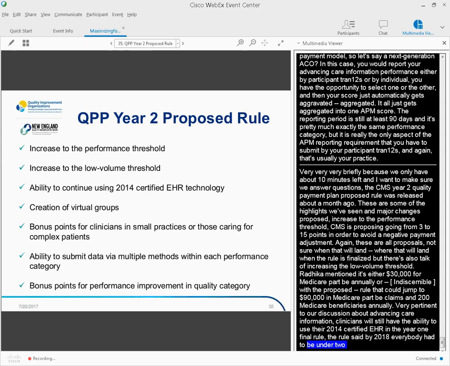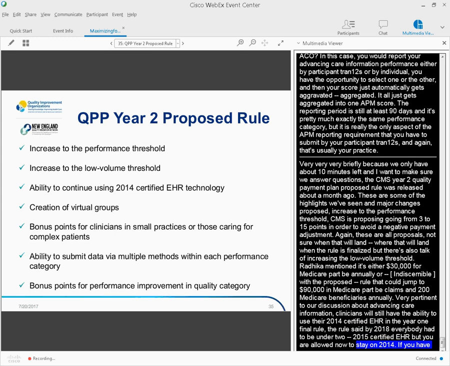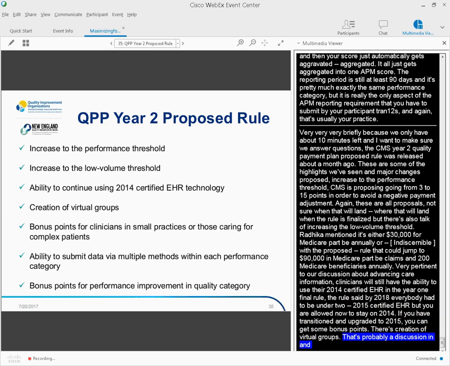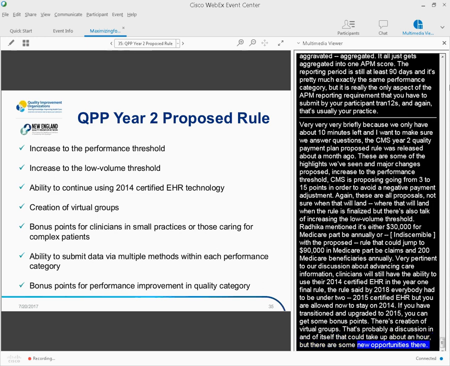There's creation of virtual groups. That's probably a discussion in and of itself that could take up about an hour, but there's some new opportunities there. As I mentioned, some bonus points for clinicians in small practices or those caring for complex patients. That just gives you some additional bonus points on your final score.